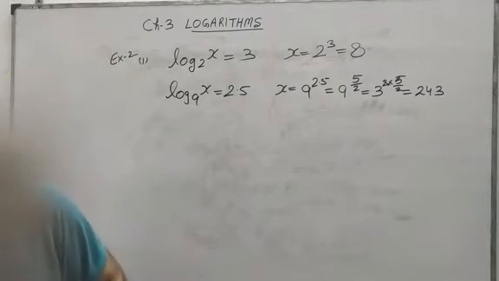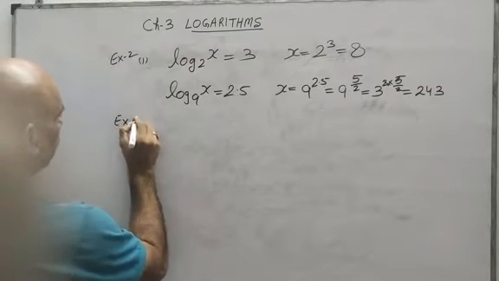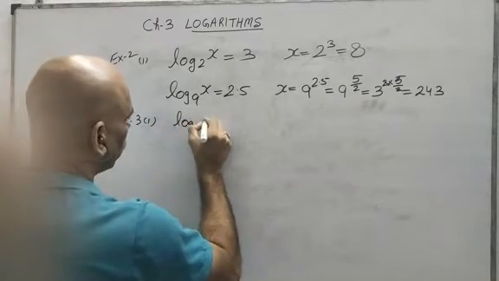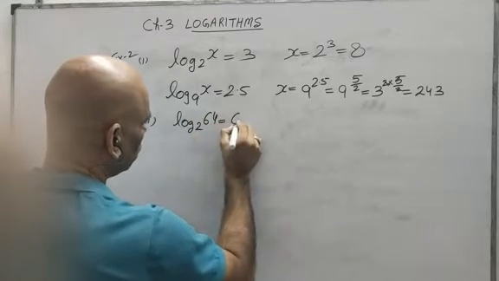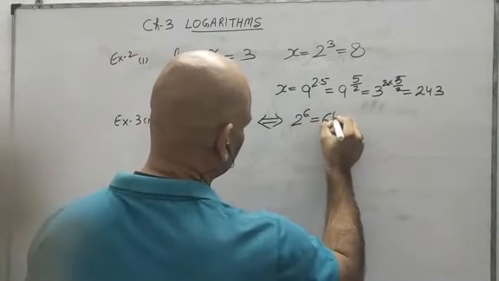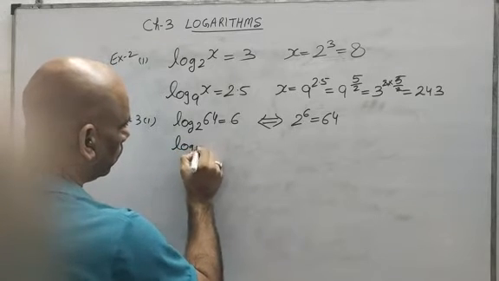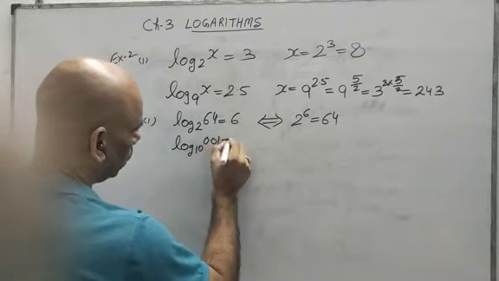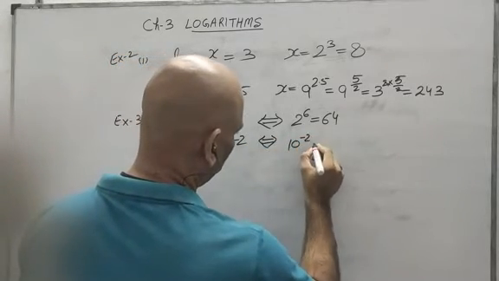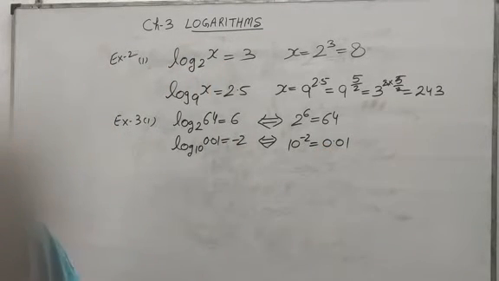Now if a log is given and he is asking to write it in exponential form, for example log 64 base 2 is equal to 6, this can be written as 2 to the power 6 is equal to 64. Similarly, log 0.01 base 10 is equal to minus 2, I can write it as 10 to the power minus 2 is equal to 0.01. So this was example number 3.